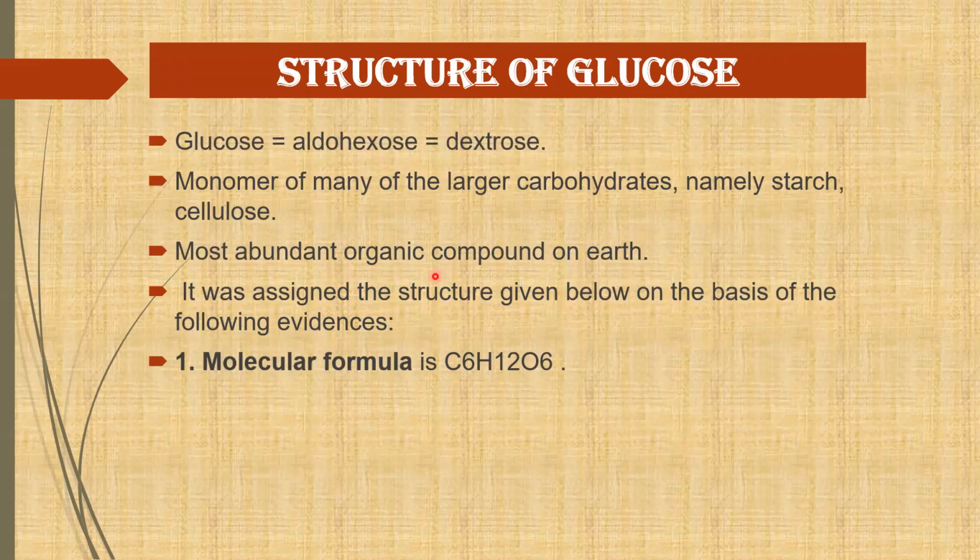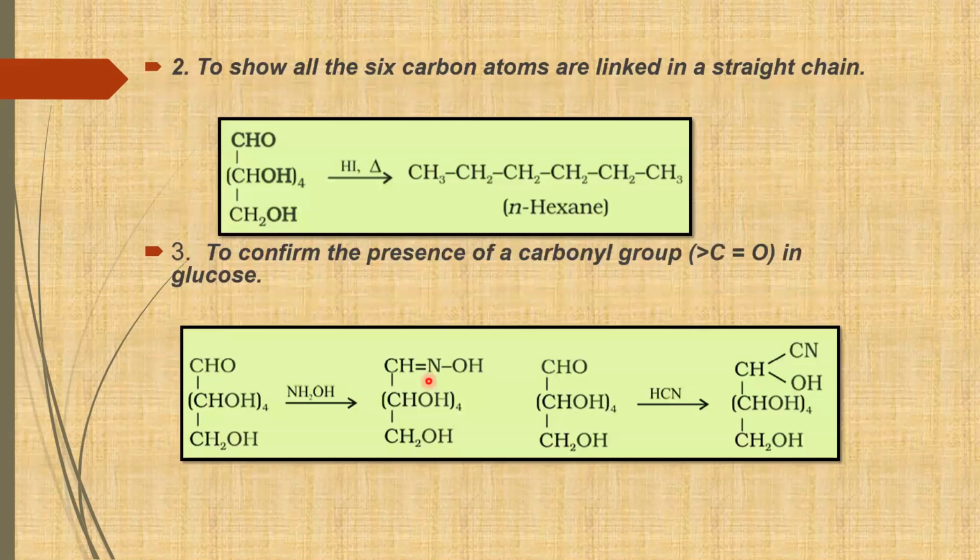Glucose acts as monomer for carbohydrates, namely starch and cellulose. The most abundant organic compound on earth is glucose. It was assigned the structure given below on the basis of the following evidences. Let's see its molecular formula. Its molecular formula is C6H12O6.